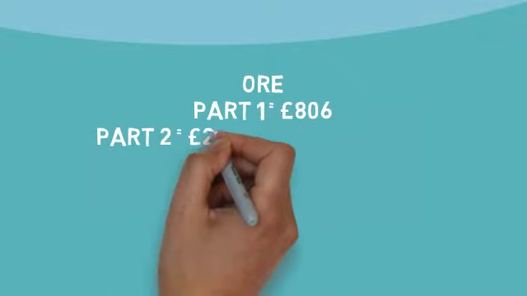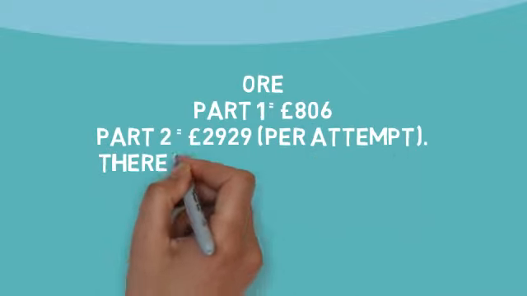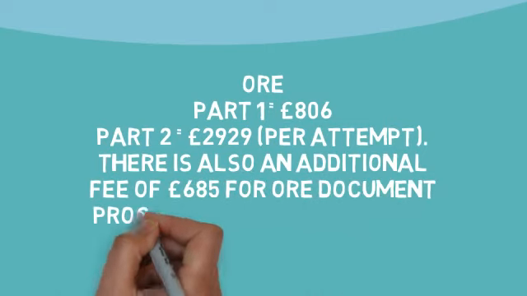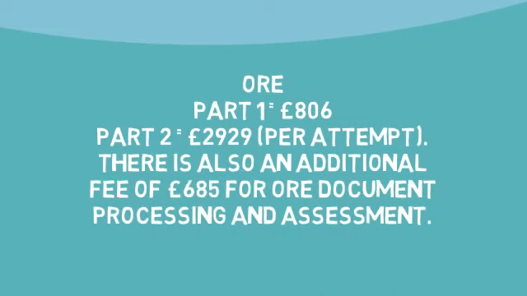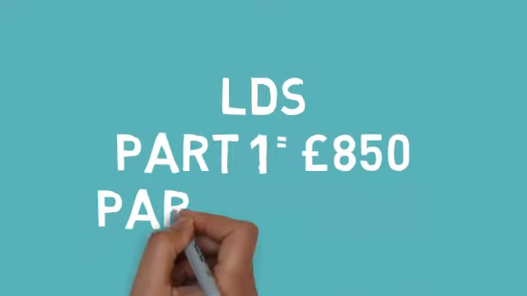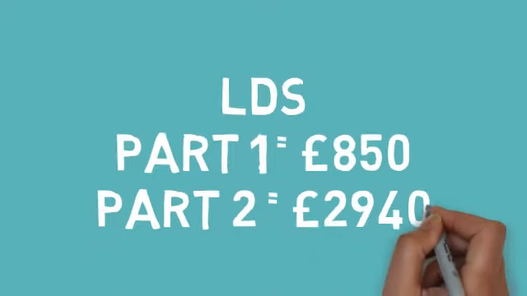Well, the current cost for part 1 ORE is £806, and the part 2 cost for ORE is £2,929. There's also an additional fee of £685 for the ORE document processing and assessment. The part 1 LDS, on the other hand, is £850, and part 2 LDS is £2,940.